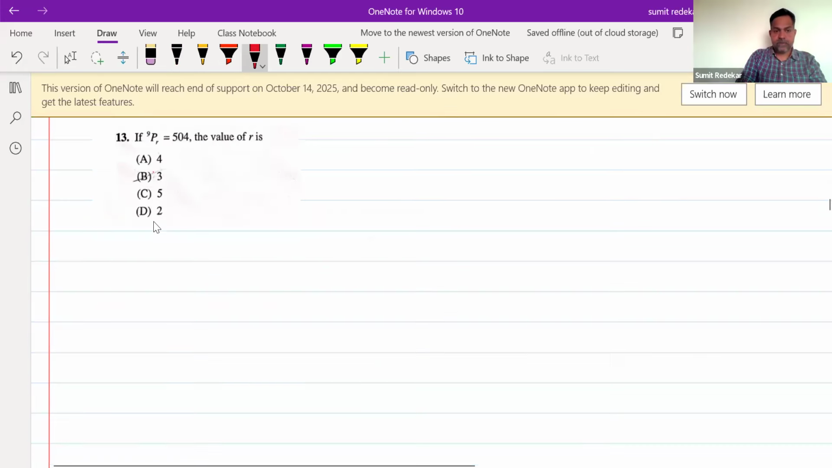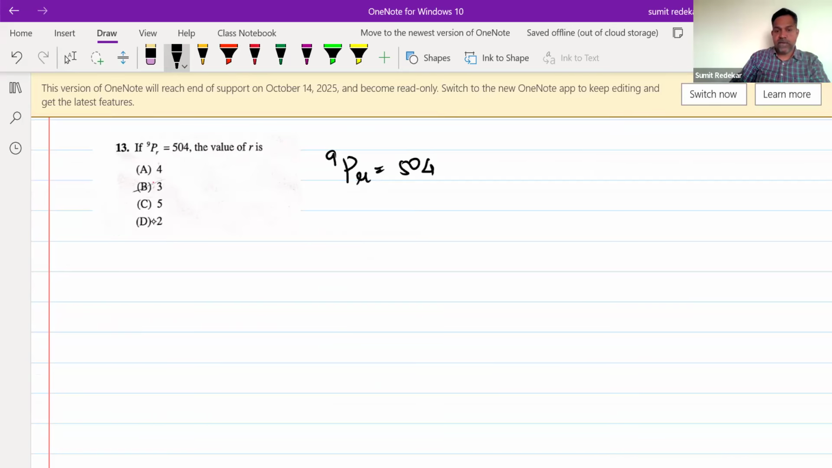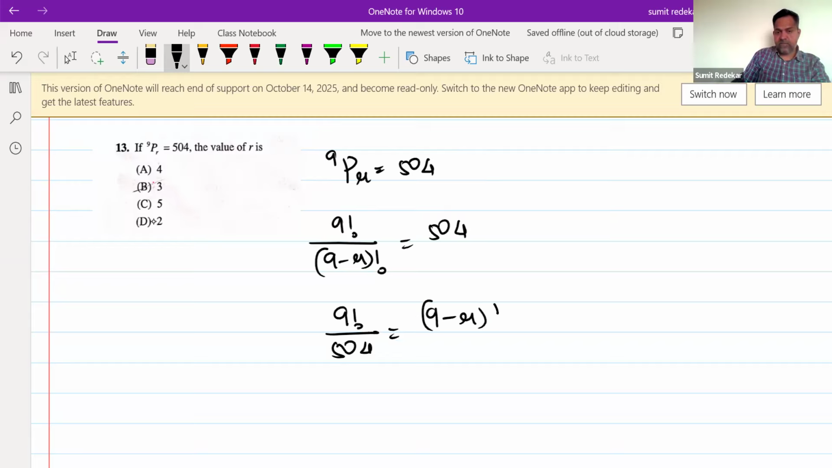Question number 13. Question number 13 is saying, okay, 9 PR is 504. Now, honestly, if you directly evaluate the options, you will get the answer instantly. But what if you want to actually solve it? You can't use the shortcut because the value of r is not known. So all you will have to say is NPR is n factorial upon n minus r factorial is 504. If we cross multiply, 9 factorial upon 504 is 9 minus r factorial.